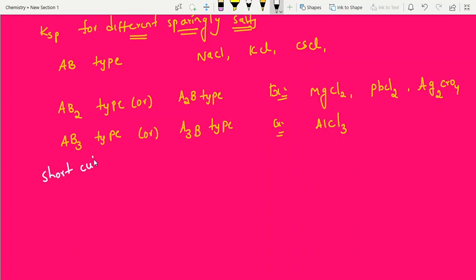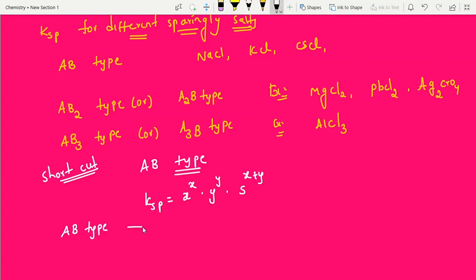So we know every video some shortcuts we are taking. So here, AB type students. AB type. See, here KSP equal to x to the power x, y to the power y, s to the power x plus y. Okay, now let me take AB type. How can it dissociate? Tell me students. A plus B minus.